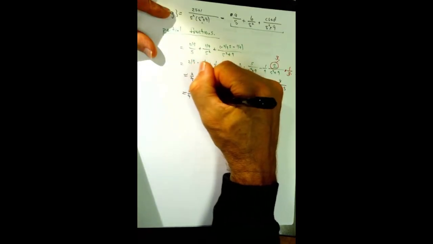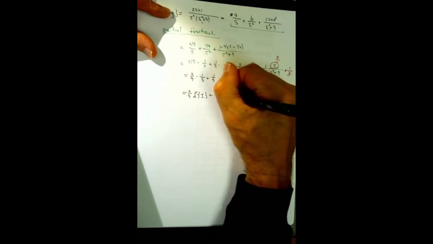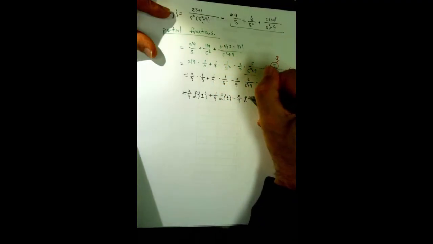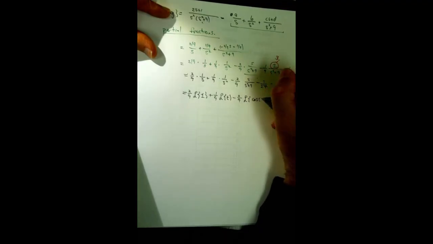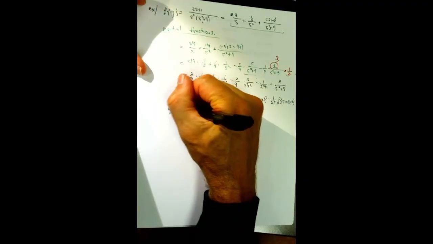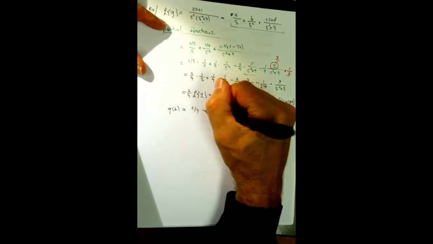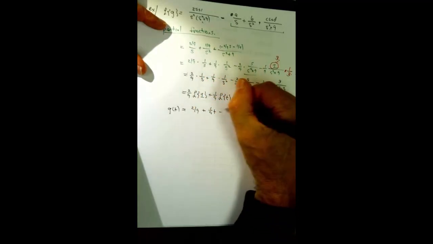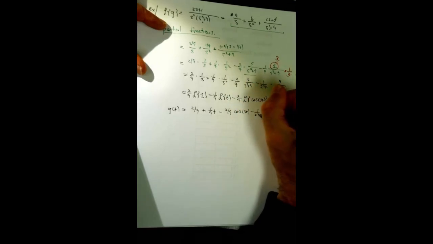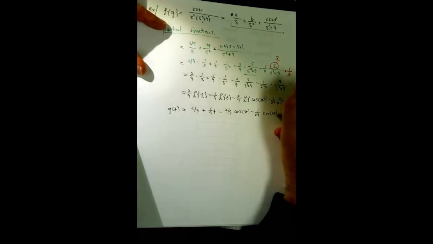So this is 2/9 times Laplace transform of 1 plus 1/9 times Laplace transform of t minus 2/9 times Laplace transform of cosine of 3t, 3 is coming from the square root of 9, minus 1 over 27 Laplace transform of sine of 3t. Which means then my g of t is 2/9 plus 1/9 t minus 2/9 cosine of 3t minus 1 over 27 sine of 3t.